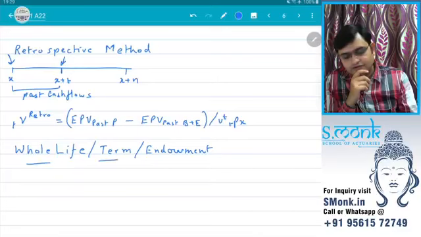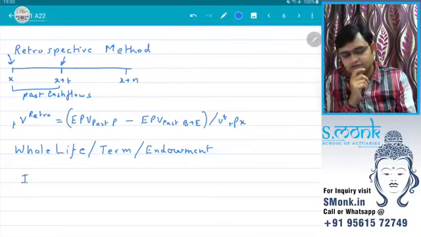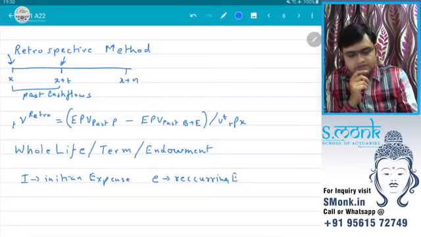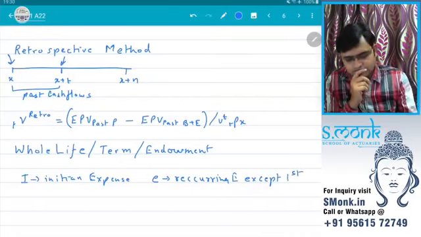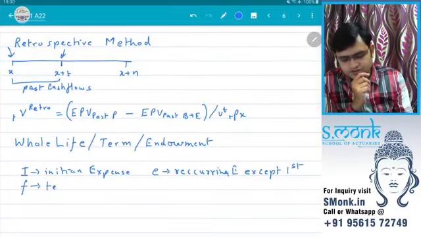So this becomes our formula. So for whole life, term, endowment, everything, we will have exactly the same formula. Here I will write I as our initial expense, E recurring expense, except first, and F is our terminal expense.